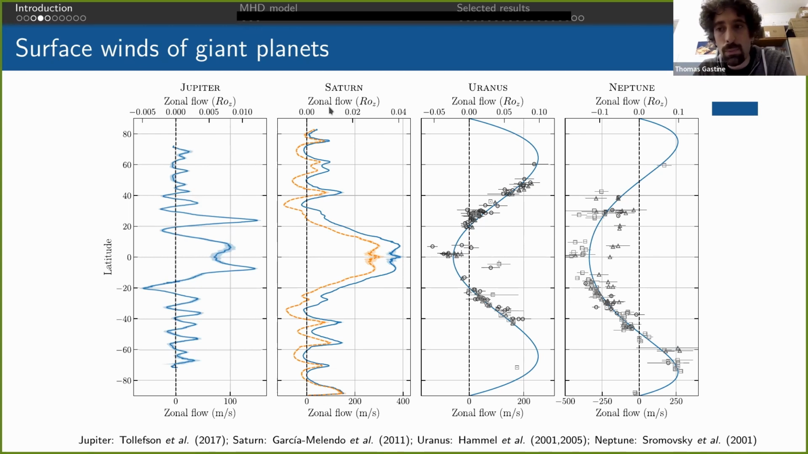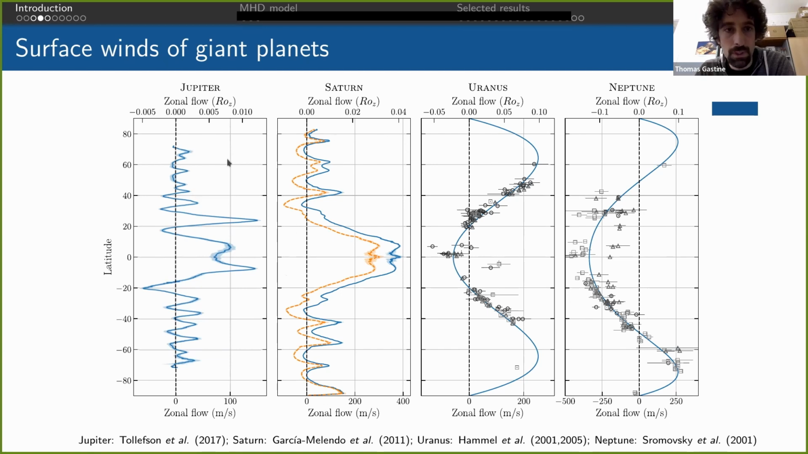On Saturn, you observe 2 lines, and they come from the global uncertainty on the mean rotation rate of Saturn, which is not known with an accuracy better than 5 minutes. And so it gives you an uncertainty on the way you have to define or recenter your mean flow.